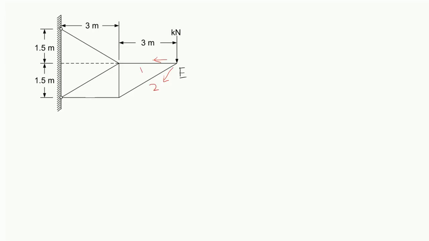So let's draw the free body diagram. This is S1, this is P, the load moving downward, P kilonewton. This is S2. S1 is the force applied on the link 1. S2 is the force transmitted to the link bar 2. Clear?